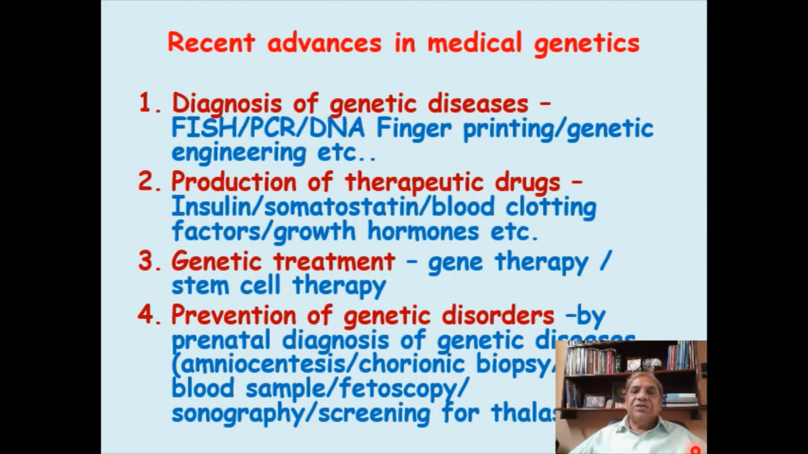Then genetic engineering. You can introduce a gene into a bacteria, or into the animals, so that the product of that gene can be collected. Say for example, if you want to produce insulin, you inject the gene of insulin into the bacteria, which will keep on producing the insulin.